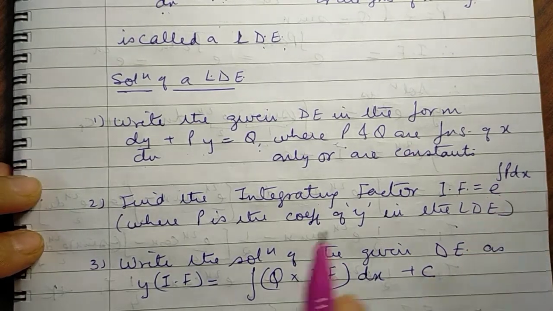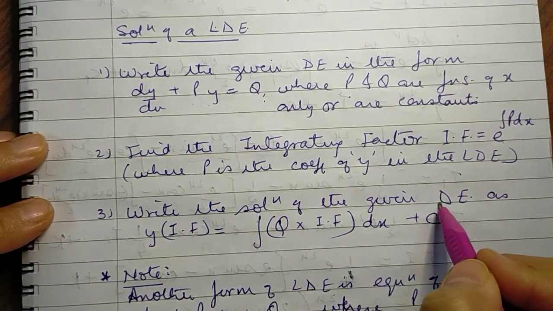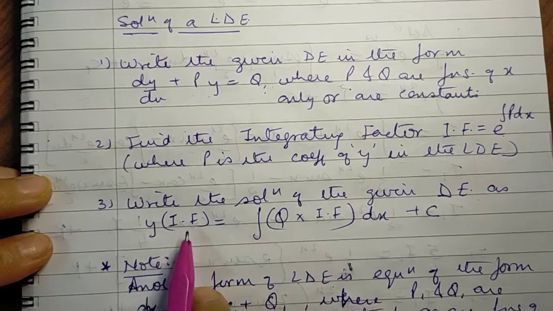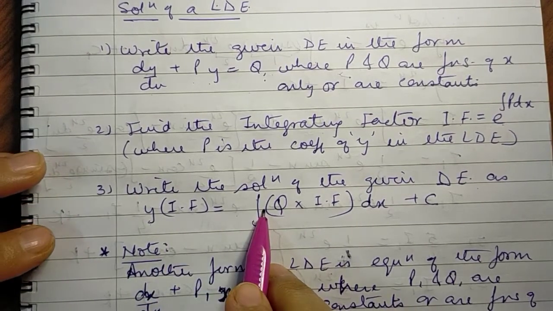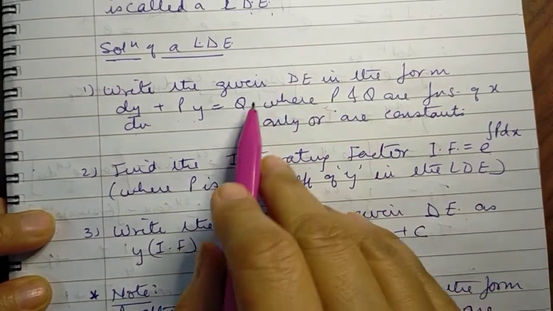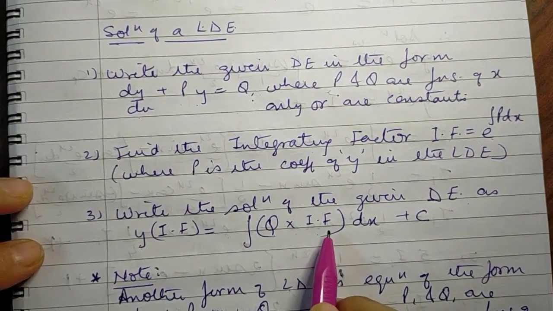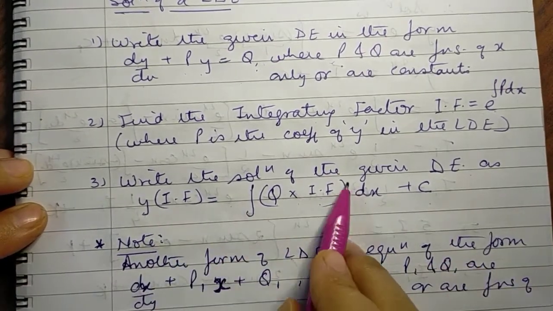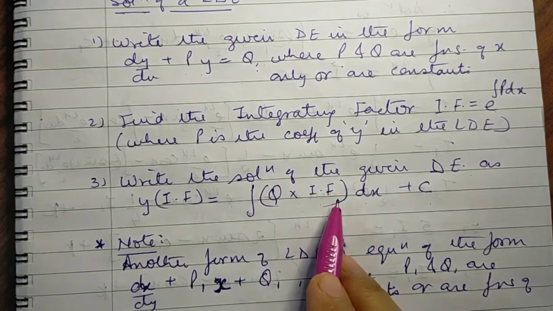Once that is done, then we directly write the solution of the given differential equation as y into the integrating factor is equal to integral of q, which is the right hand side of the equation, q into integrating factor into dx, plus a constant. Then we solve this integral to get the required solution.